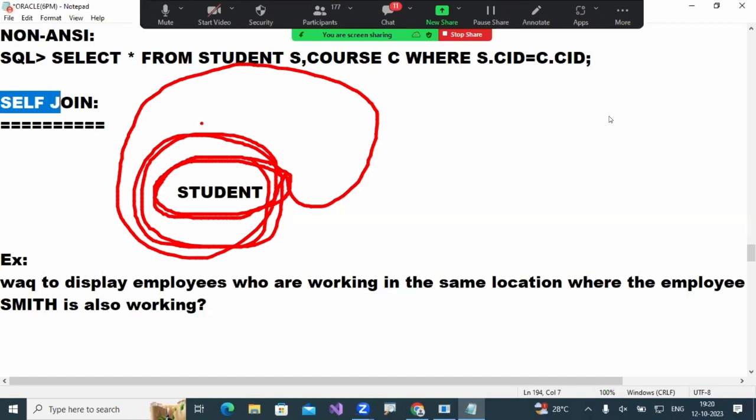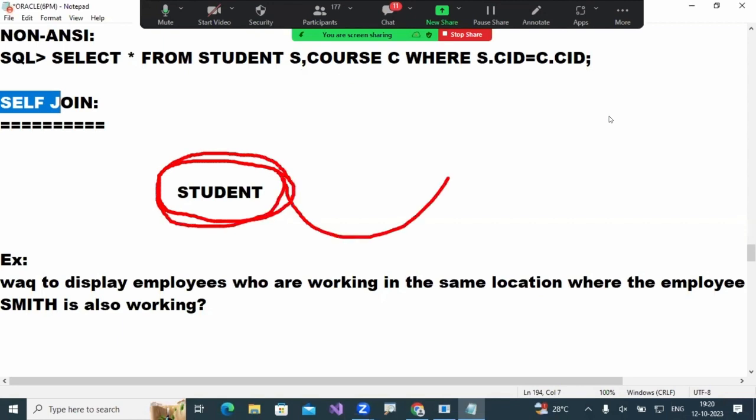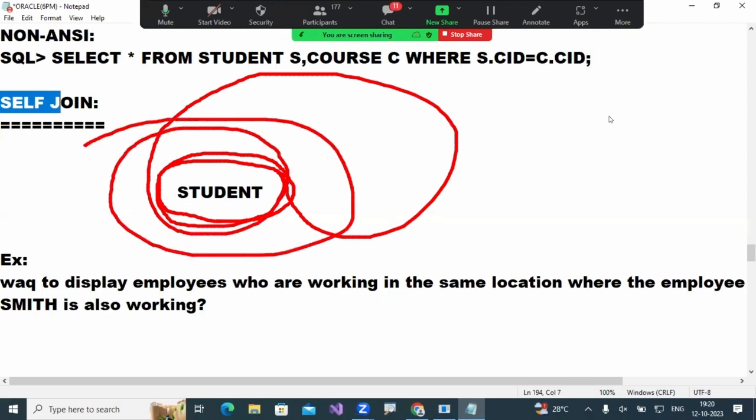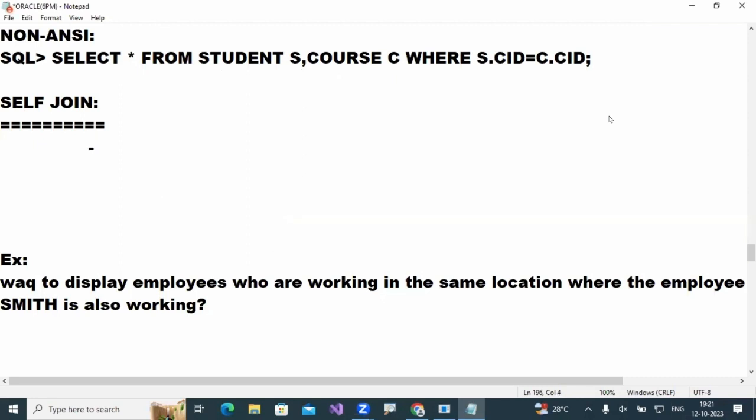Okay, so the first point about self-join is that it works on single table data, and this table compares by itself. This technique is called the self technique. Okay, the first point: self join. Joining a table by itself is called a self join.